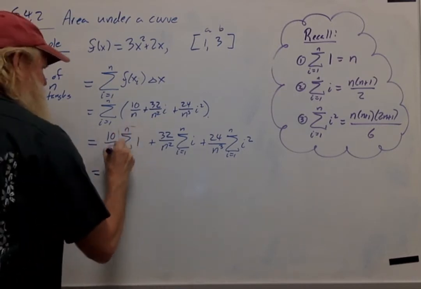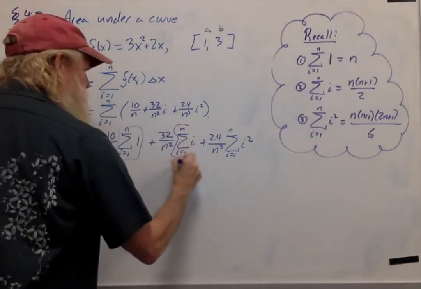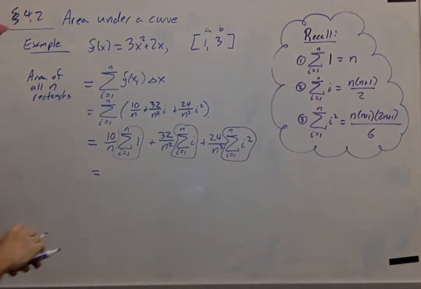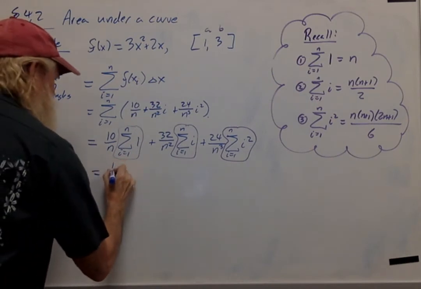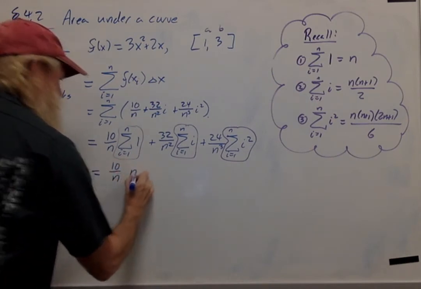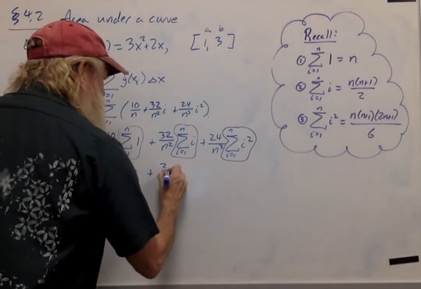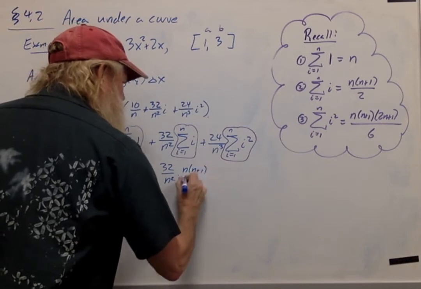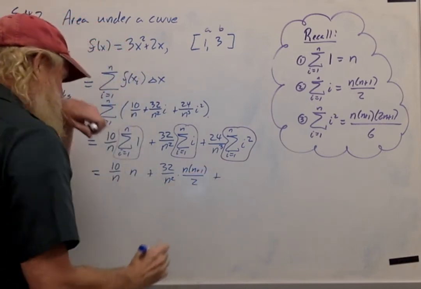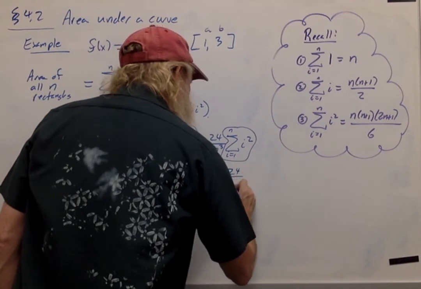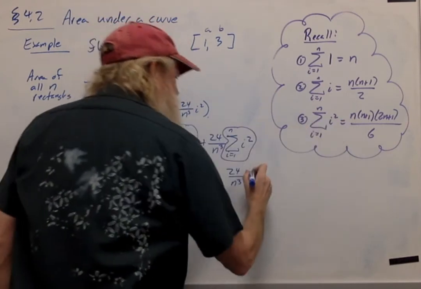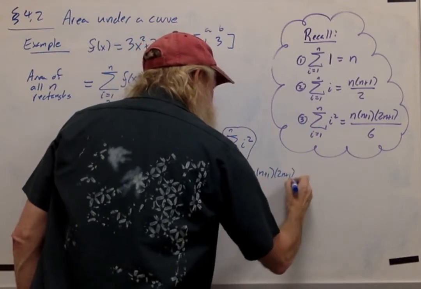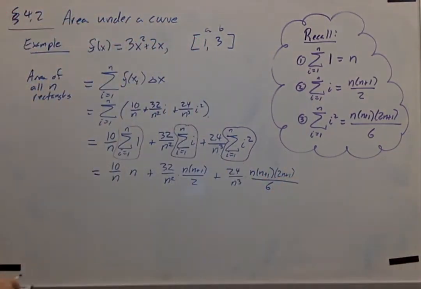Now, these three sums can be replaced by formulas 1, 2, 3 at the right to give me 10 over n times n, plus 32 over n squared times n times n plus 1 over 2, plus 24 over n cubed times this bottom formula, n times n plus 1 times 2n plus 1 over 6.